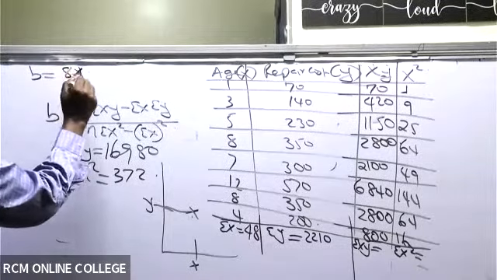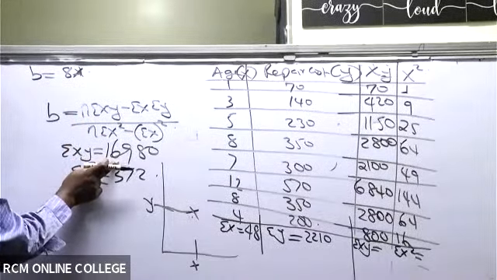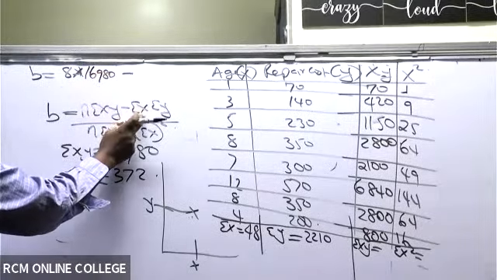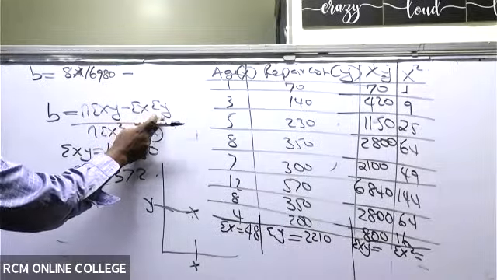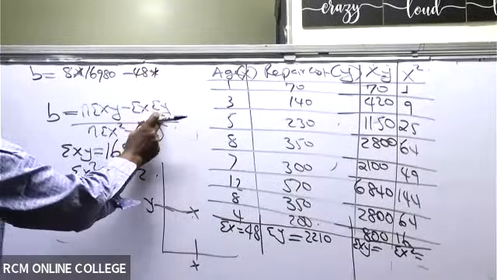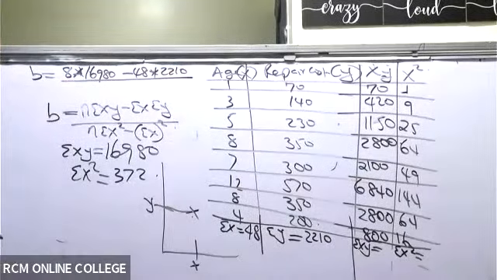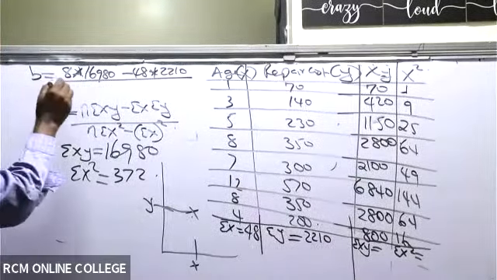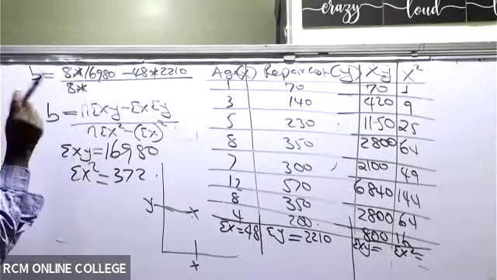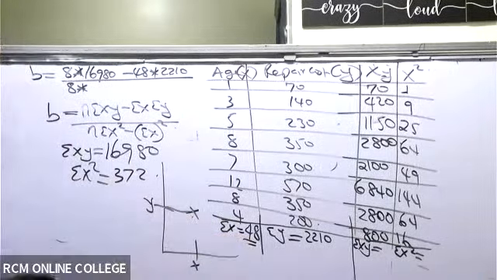So 8 times sum of xy. Sum of xy, we have it here. It is 16,980 minus sum of x, which is 48, times sum of y, which is 2210, all over n again, which is 8, times summation of x squared. Don't take this sum of x, no, take the sum of x squared.